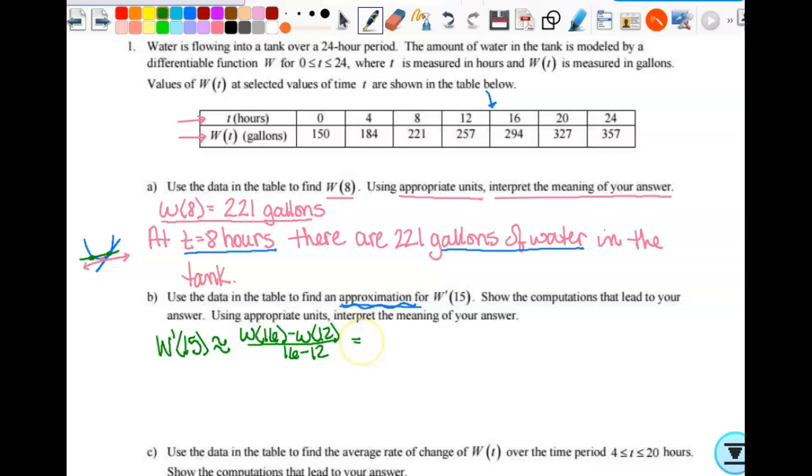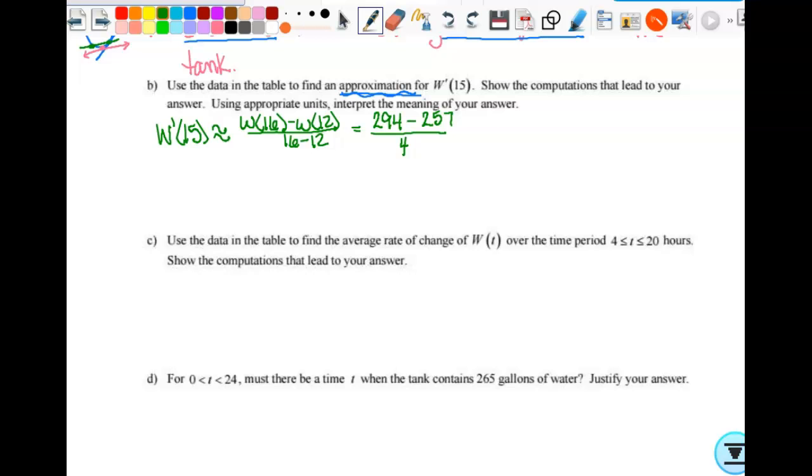And so then W of 16 is 294 minus 257 over 4. Okay. So number-wise, we could stop there. We're going to go ahead and just finish the fraction up a little bit. But this is going to give us 37 over 4. But what you can't forget is, it says use appropriate units. So this is gallons per hour.